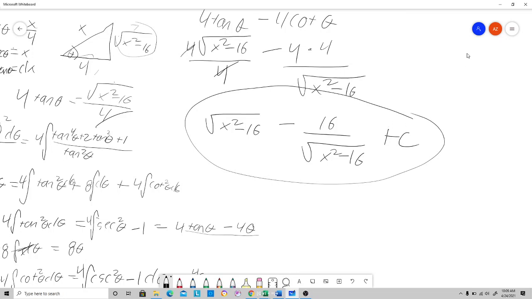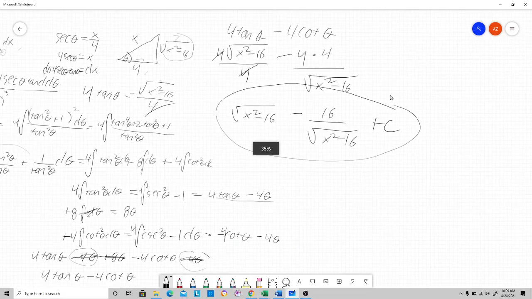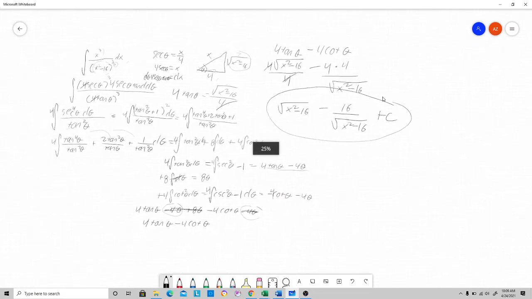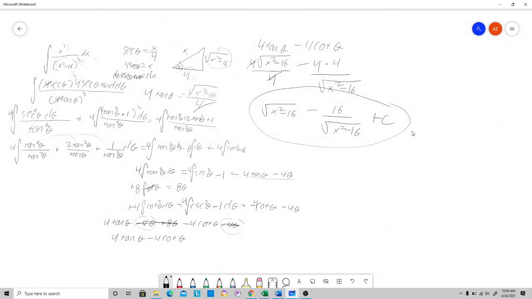And then, yeah, that's pretty much it. The process can be a little long. I'm zooming out if you want to follow the whole thing. But overall, it's just recognizing that this represents a secant. And yeah, thank you.